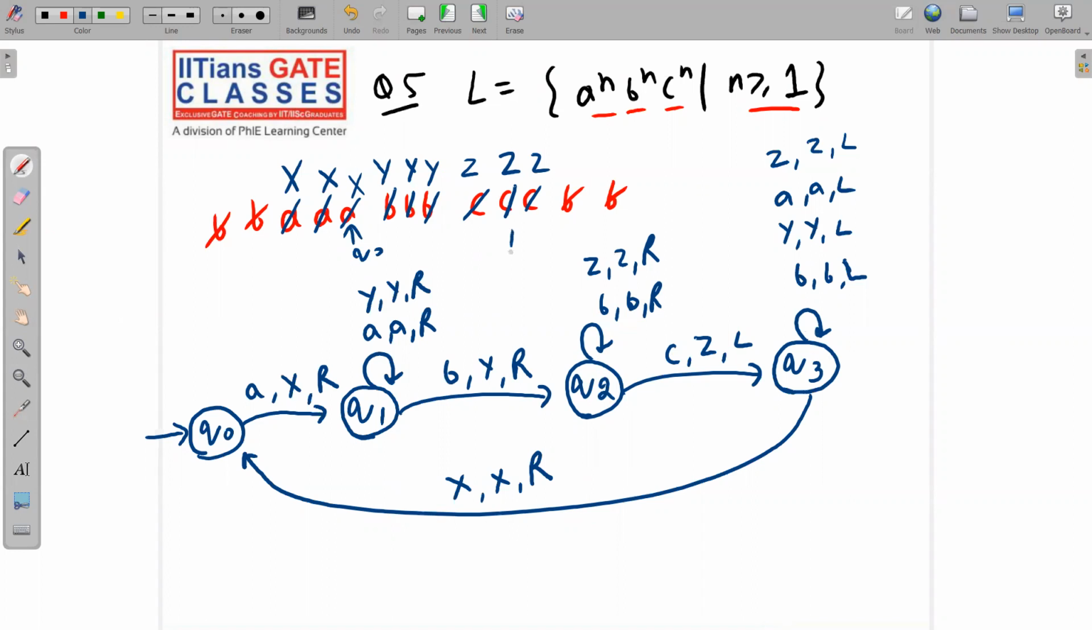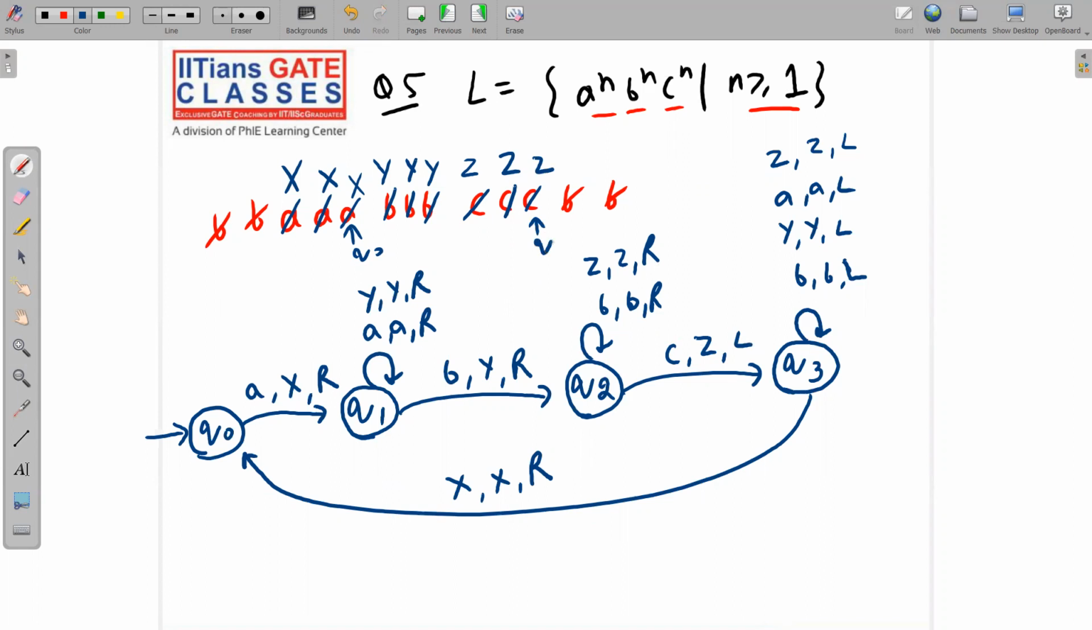Okay, so we will be at Q3. So Q3 will read this Z. I hope I have made the point clear, but let me repeat properly. Q2 will read this C and make it as Z. Q2 will read C, it will make it as Z and move towards the left. So Q2 has replaced this C by Z and moved towards the left, and the state will be Q3.